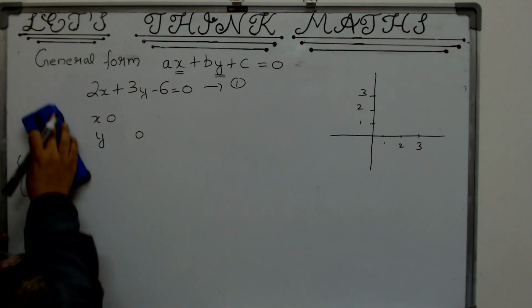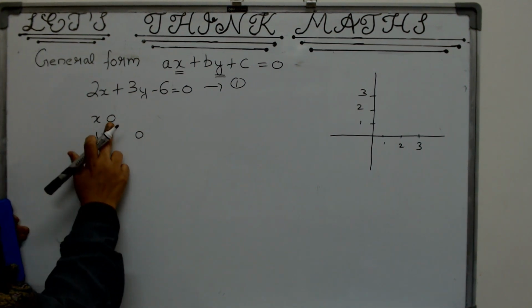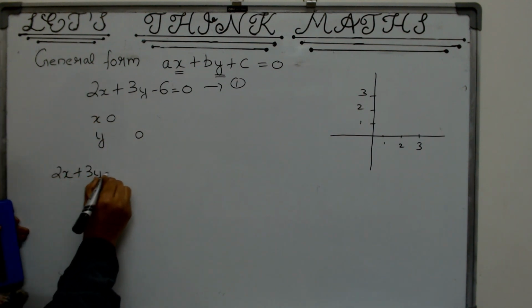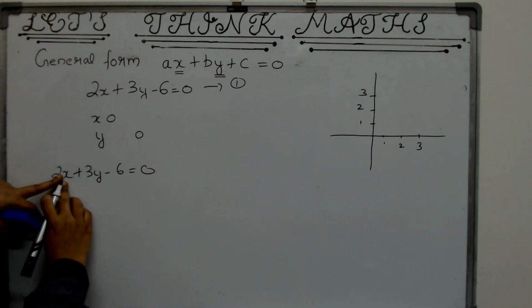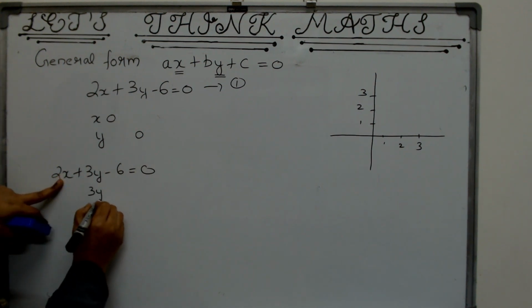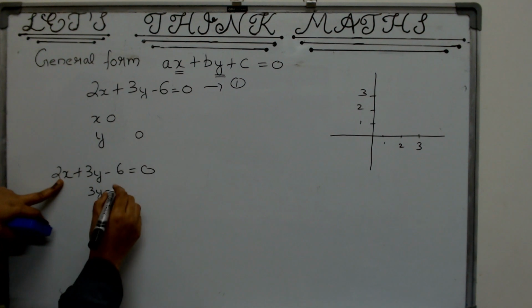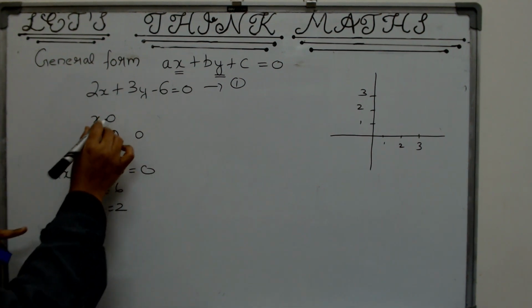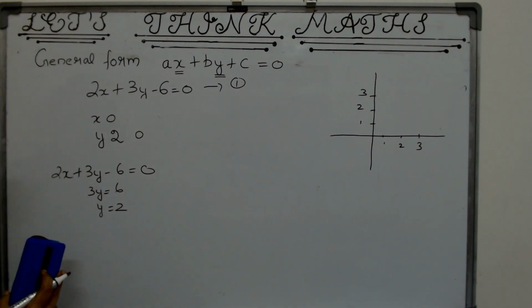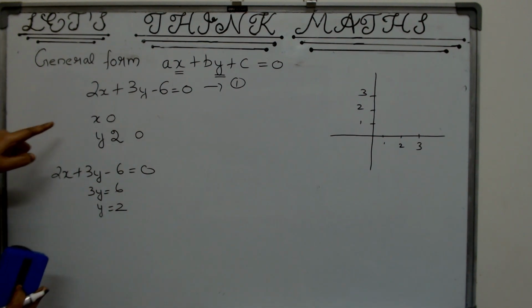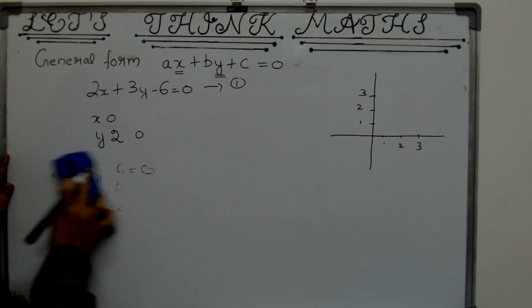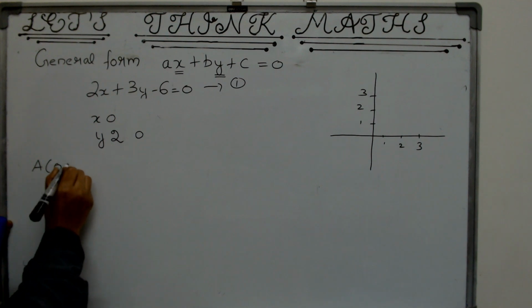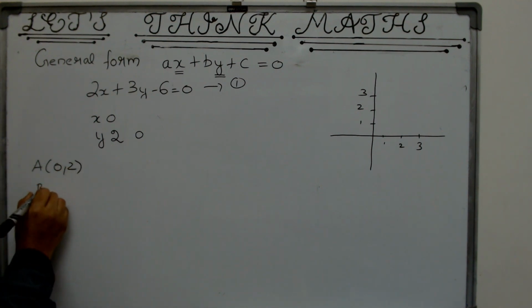So let us start. So what do we do first? We put x is equal to 0. So 2x plus 3y minus 6 is equal to 0. If you put x is equal to 0, you get 3y, 6 take it to this side, so you get y is equal to 2. So when x is equal to 0, y is equal to 2, that means we have got the first point which is 0, 2.